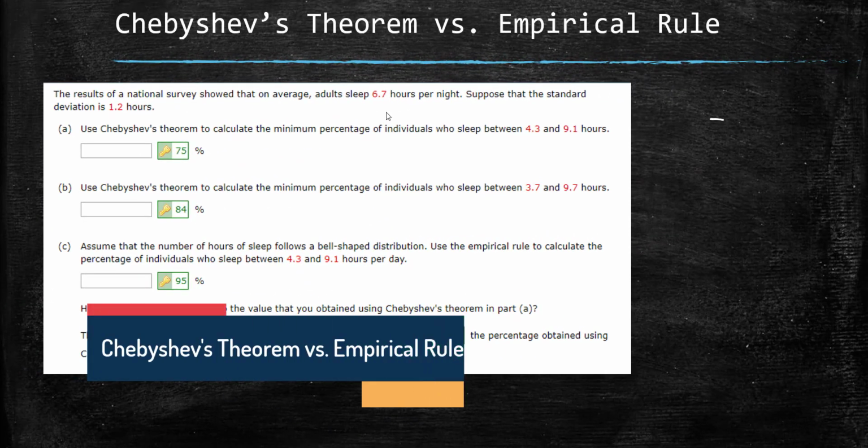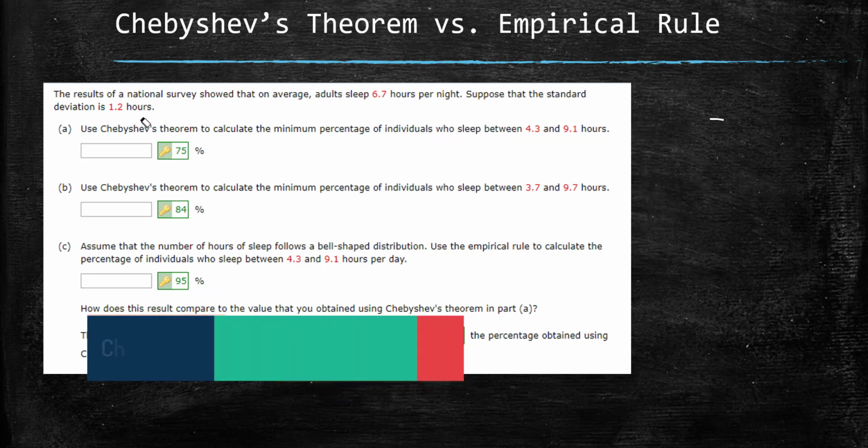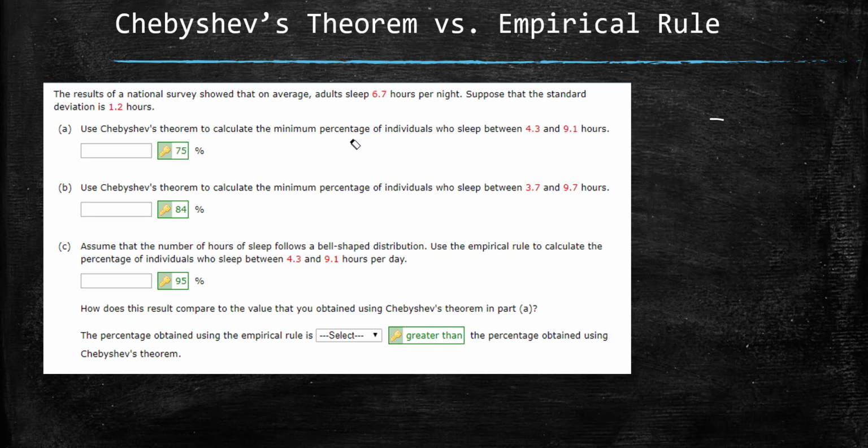Okay, so it says the results of a survey showed that on average an adult sleeps 6.7 hours per night. They give me the standard deviation of 1.2 hours. I want to use Chebyshev's theorem, where you take 1 minus 1 over however many standard deviations squared.